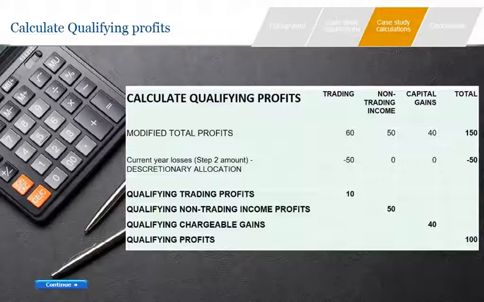For this purpose, the Step 2 amount must be deducted from modified total profits. The Step 2 amount includes, for example, a current year trading loss deductible from total profits, but could also include a current year intangible fixed asset non-trading loss, as in the present case study, or a current year post 1st April 2017 loan relationship non-trading deficit, or current year management expenses, or it would also include group relief claimed from another group company.